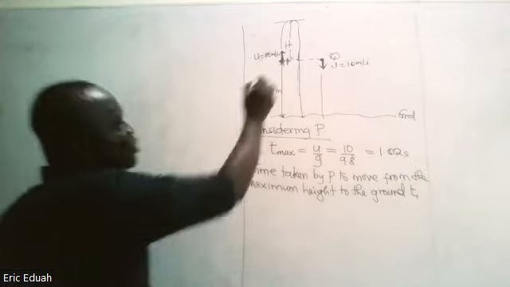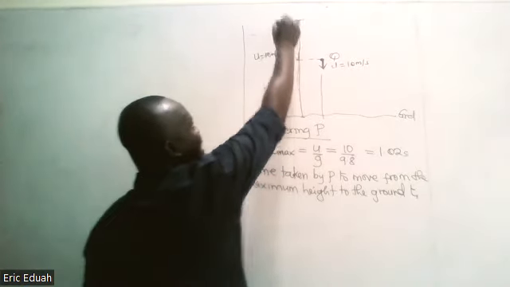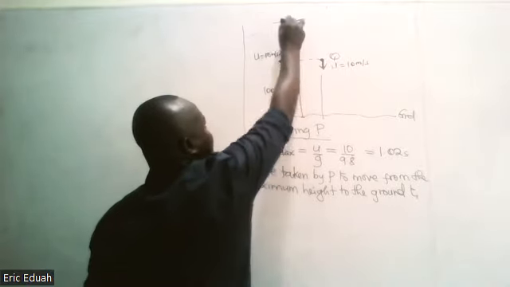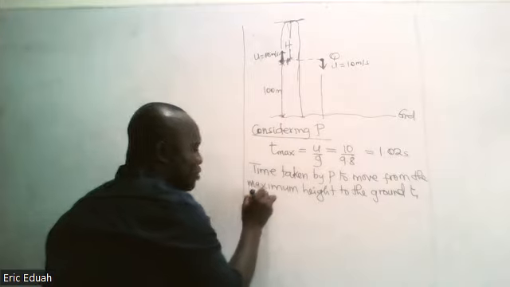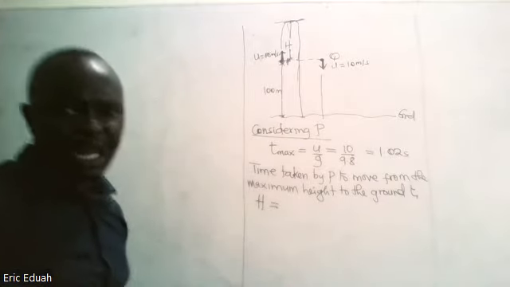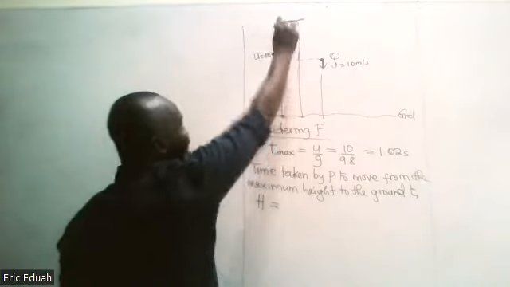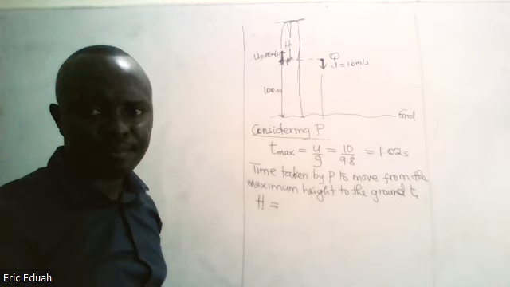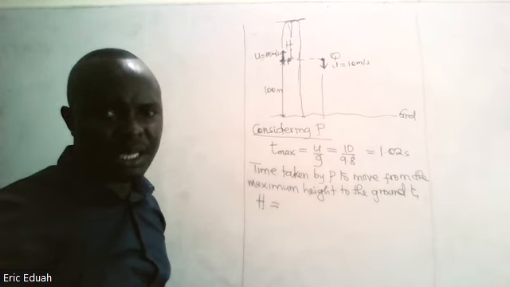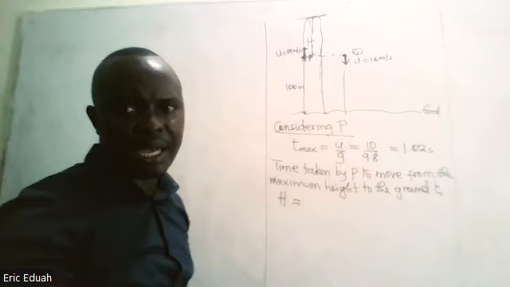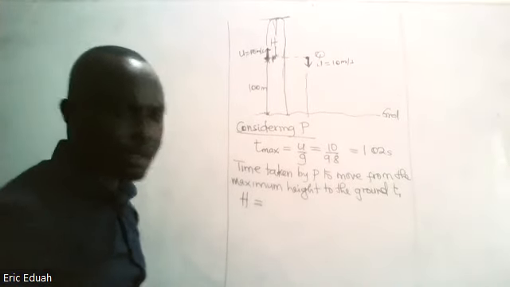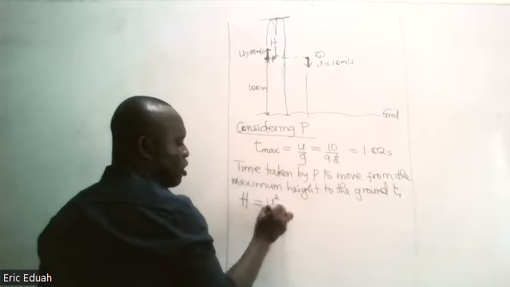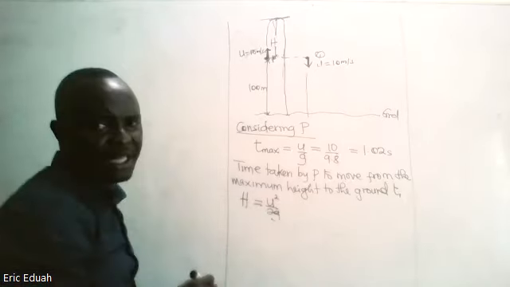It also means that we need to get the maximum height itself, meaning from this point to the maximum height, we have to determine the height H. And how can we find H? Class, how can we determine the maximum height reached by P? Yes, quick one. Anybody? Okay, Akosia. U squared over 2G. So using U squared over 2G, we can find it.